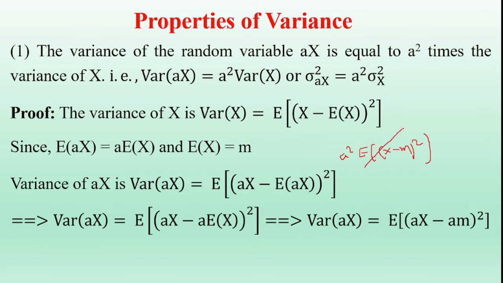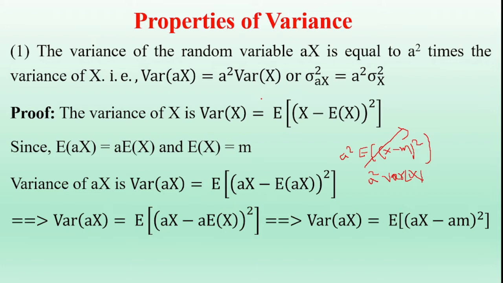Okay, and what is this one? This is the variance of the random variable. A square into variance of X. Okay, variance of aX is equal to a square into variance of X. So that is the simple proof.